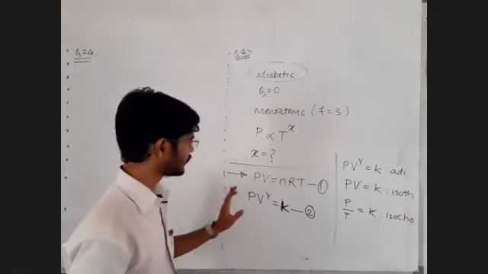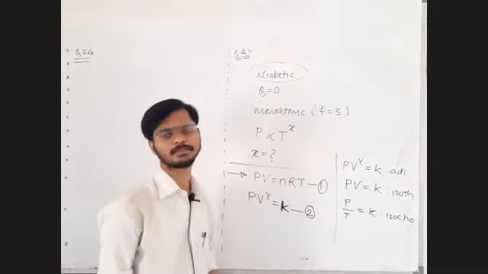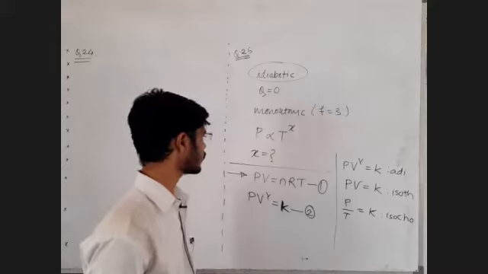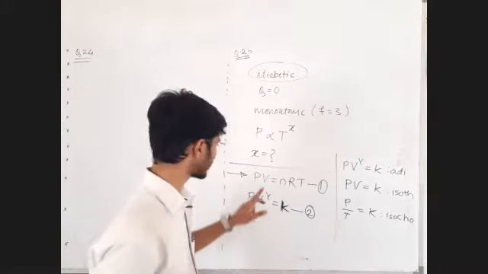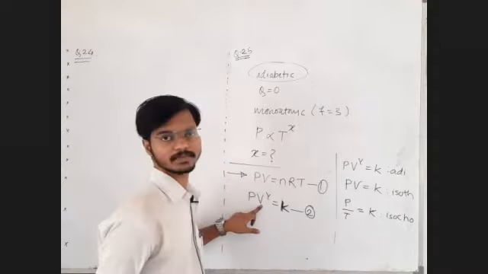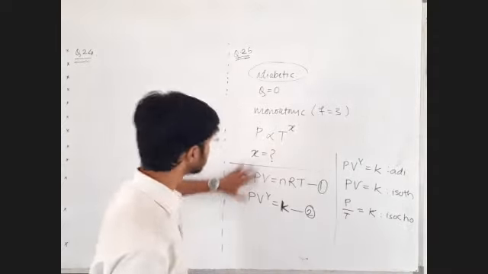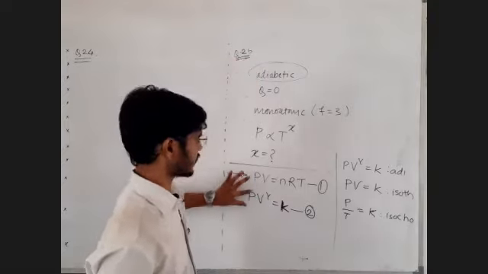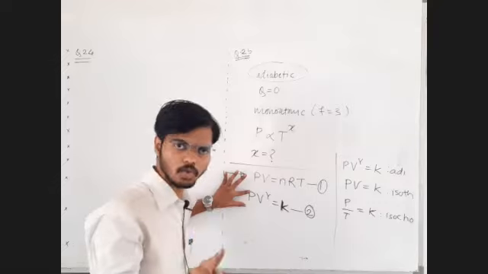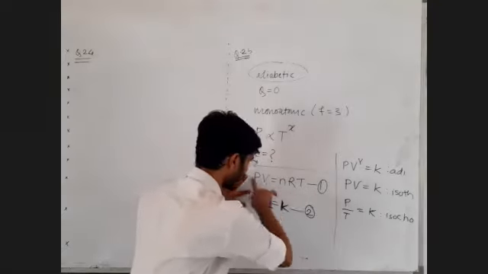It simply means we need to eliminate volume. We want the relation between pressure and temperature, so we need to eliminate volume. A very simple way: find out the value of volume from this and put it here. Whatever process is given, write the state equation of that process here. And the variable that you don't want, you will calculate from this equation.